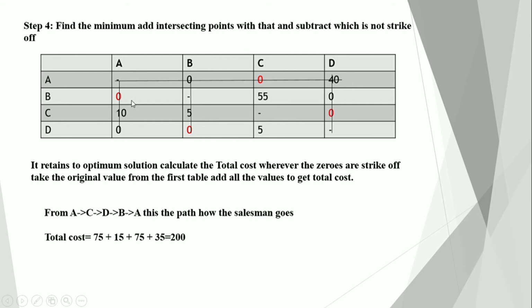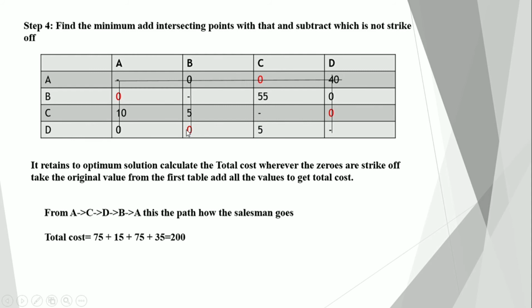Now again we will do row scanning and column scanning. In this row we have 2 zeros, we will ignore. In this row also we have 2 zeros, we will ignore them. And in this row we have a single 0, so we will take this 0 and strike off this column. And in this row we have double zeros and we will ignore it.